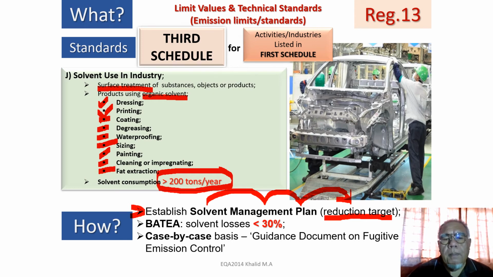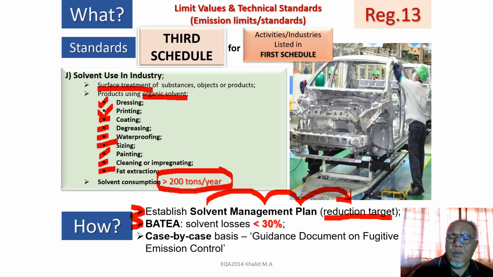what is called best available technique, economically achievable, and to ensure solvent losses shall be below 30%. So we need to have a mass balance for our solvent alone. We need to know how much volume of solvent we take in before the process and how much solvent is being lost.